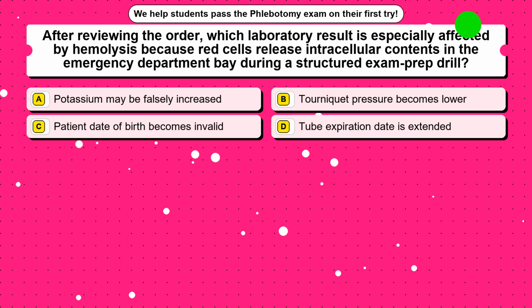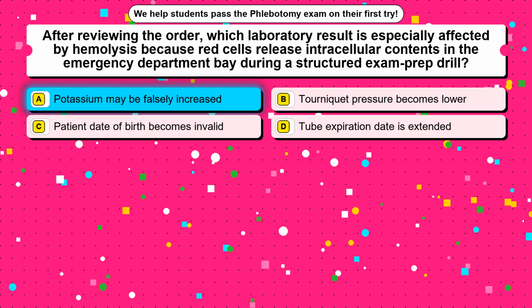Question 55. After reviewing the order, which laboratory result is especially affected by hemolysis because red cells release intracellular contents in the emergency department bay during a structured exam prep drill? Option A. Potassium may be falsely increased. Option B. Tourniquet pressure becomes lower. Option C. Patient date of birth becomes invalid. Option D. Tube expiration date is extended.